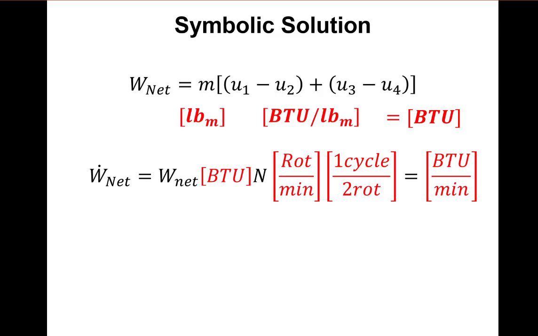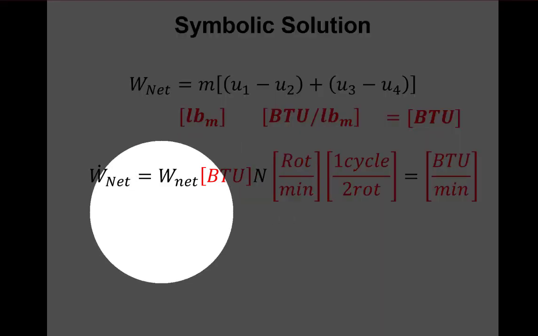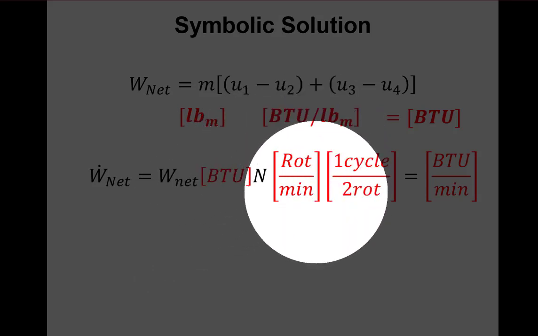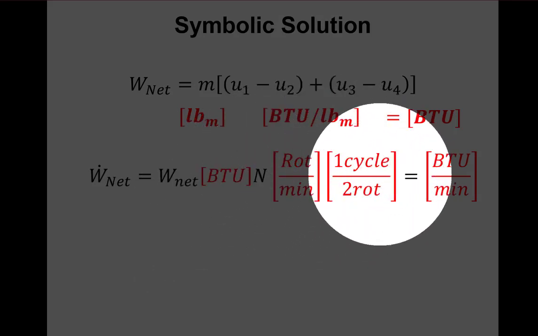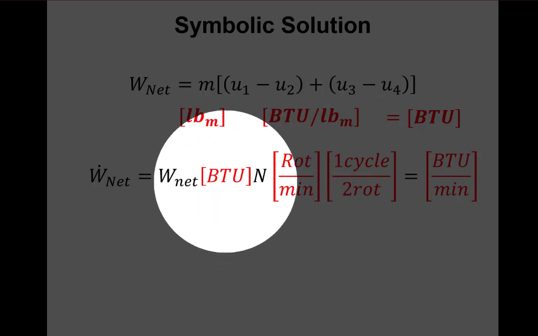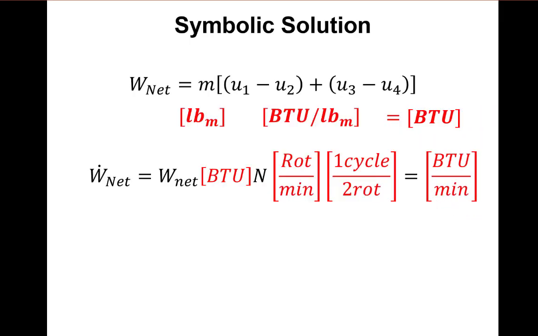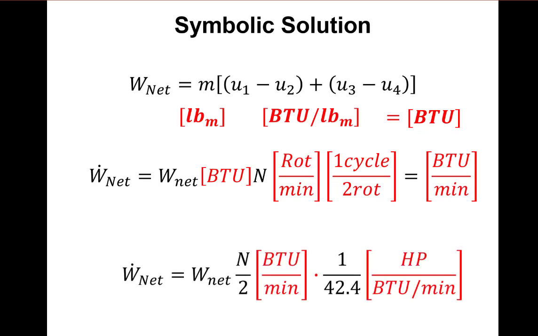But then because it's a 4-stroke engine, I know that I get 1 cycle per every 2 rotations, right? So this is energy per cycle multiplied by rotations per minute multiplied by cycles per rotation. So the rotations would cancel out here and the cycles would cancel out here. So I'd get BTUs per minute here.